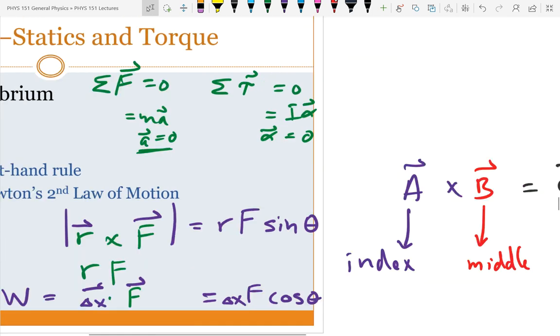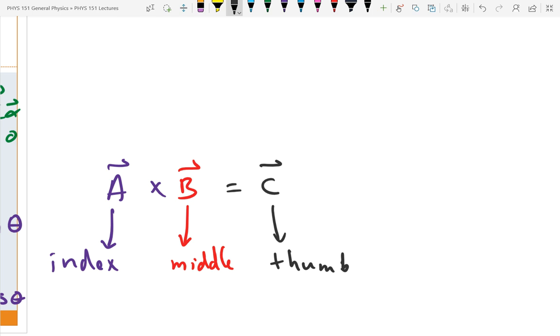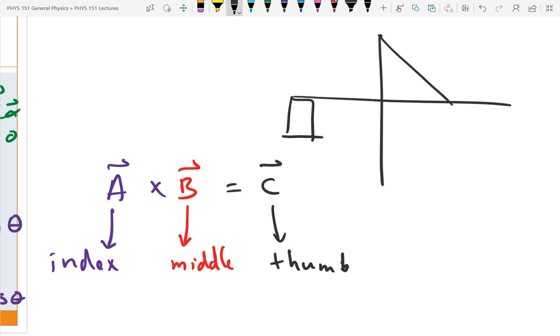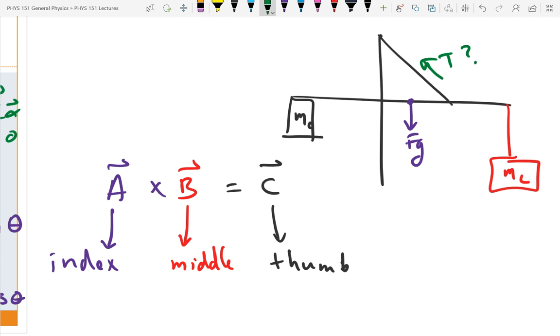And then we have all of the fun problems you can do, like you have a crane, and they tell you that you put a counterweight mass here, and you have a force of gravity that acts at some point on the bar, and then you have a load there, and they ask you, what is the tension necessary?